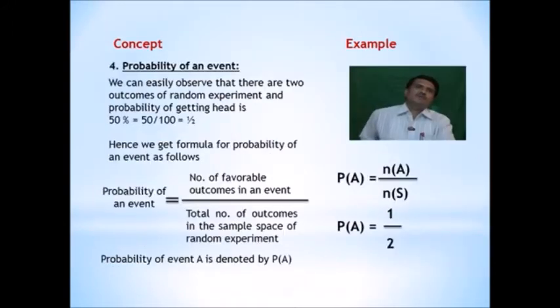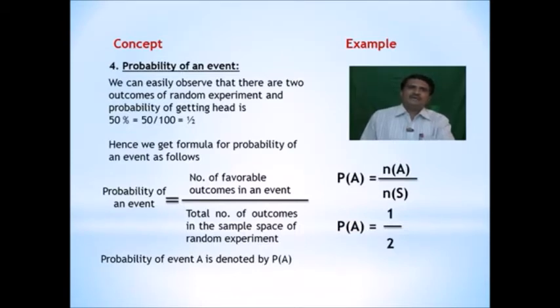Fourth concept is probability of an event. In this experiment, we observe that there are two outcomes of the random experiment, that is tossing a coin, and the probability of getting each outcome is the same. It means that there is a 50% chance for each outcome. So probability of getting head is 50% which is equal to 50 by 100, which is equal to 1 by 2.